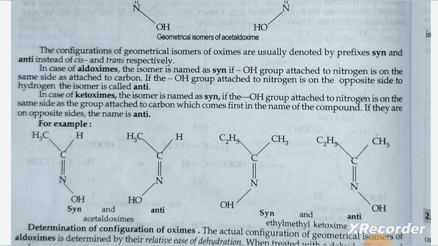In the case of aldoximes, the isomer is named syn if the OH group attached to nitrogen is on the same side as the hydrogen attached to the carbon. If the OH group attached to the nitrogen is on the opposite side of the hydrogen, the isomer is called anti. In the case of ketoximes, the isomer is named syn if the OH group attached to nitrogen is on the same side as the group attached to the carbon which comes first in the name of the compound. If they are on the opposite side, the name is anti. For example, first is syn and second is anti-acetaldoxime. And in the second example, first is syn and the second is anti-ethyl methyl ketoxime.